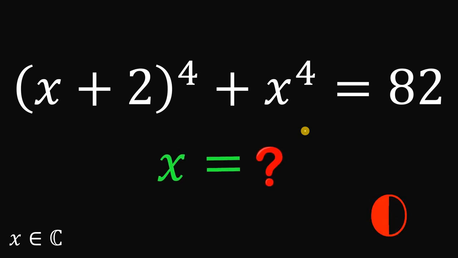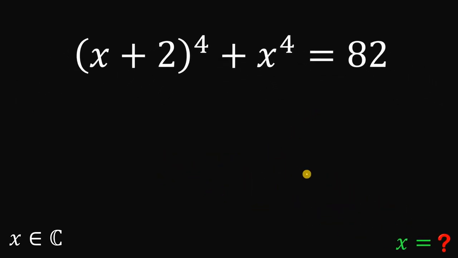And now, let's answer this question together. Alright, so our goal here is to solve for all possible values of x. When we say all, we are not limited to the real numbers, so we can also get the complex solutions. Given this equation, (x + 2)^4 + x^4 = 82.